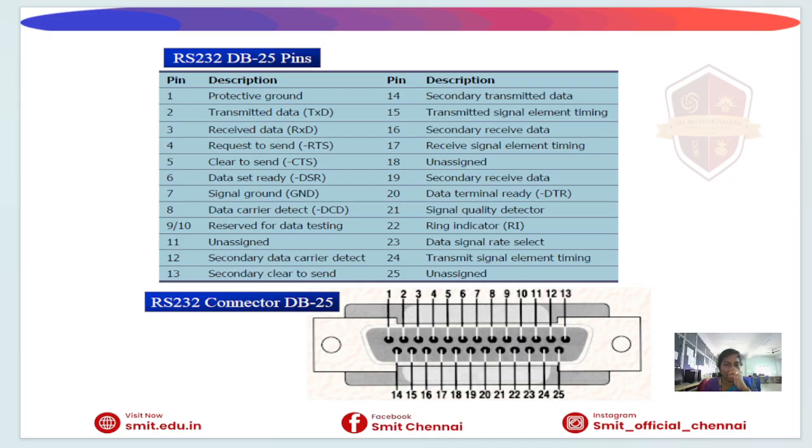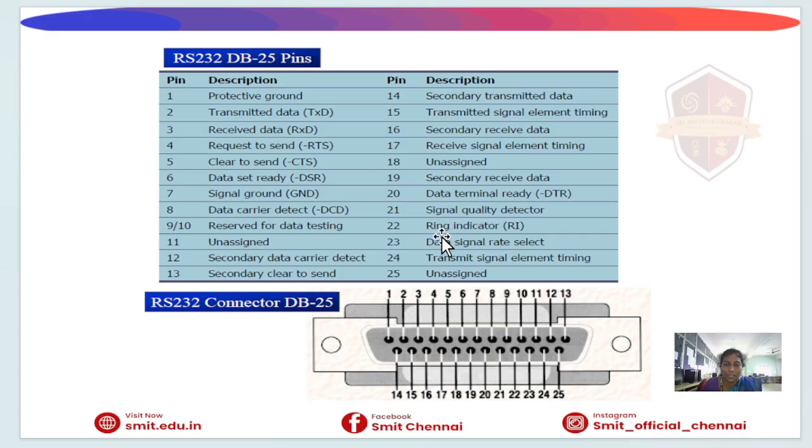Next is the DB9 serial connector. These are used in PCs only. IBM introduced the DB9 connector for serial communication. Why do we use DB9 and DB25? Not all RS232 pins are required in a communication system, so DB9 and DB25 simplified the connection. The DB25 connector is widely used in serial ports. It has 25 pins, so we name it DB25.